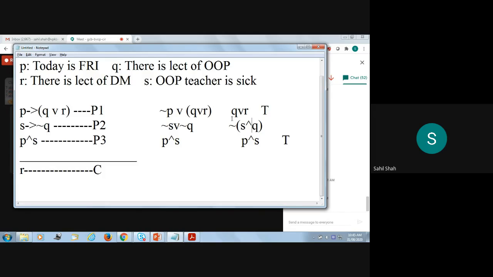If Q is false, then in order to have Q or R as true, I need to have R as true. So what is my conclusion? R is true. That is the conclusion. Are you getting it? What is our first assumption? First assumption is we have simplified this to Q or R using the law of disjunction.